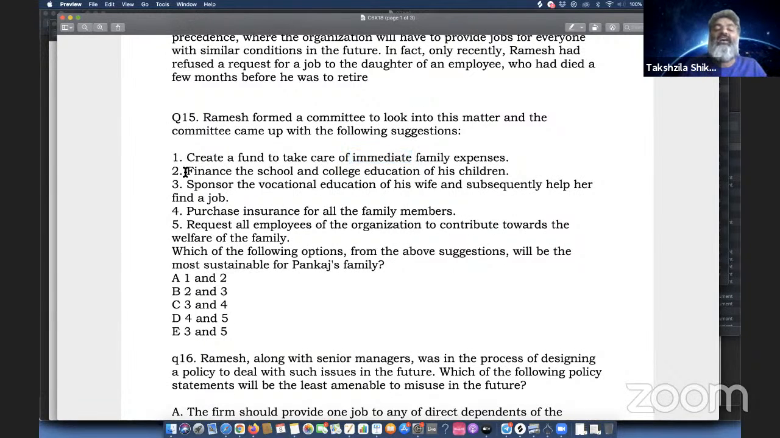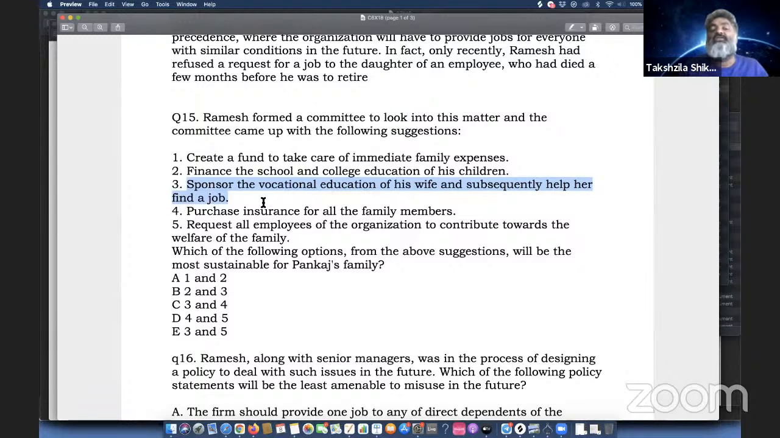So compared to that, finance the school and college education of his children is definitely a long-term sustainable solution, right? Because then they will be self-reliant and they will be able to take care of themselves if I provide the education, right? So between one and two is definitely long-term more sustainable. So I hope we realize why one is not going to work for me. Not one, I mean statement one, or just between one and two. Two is definitely better.